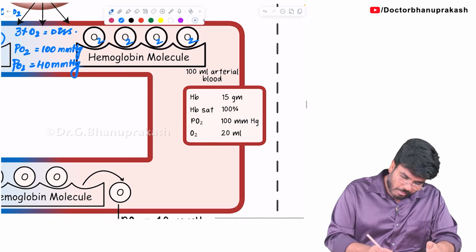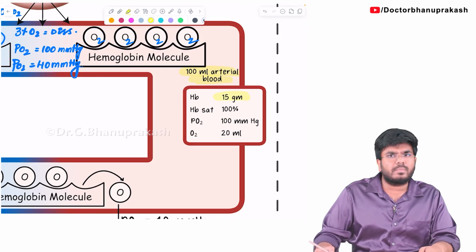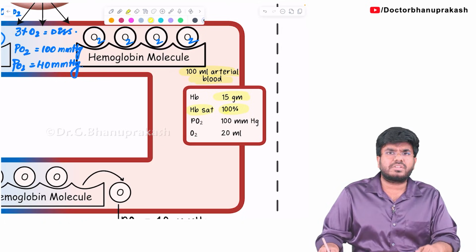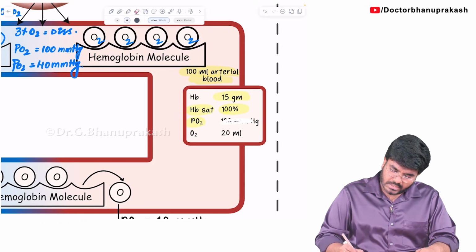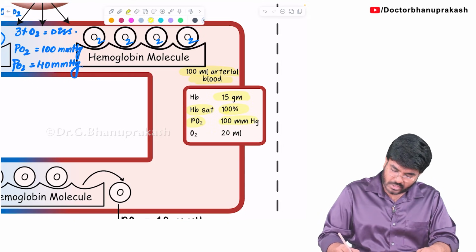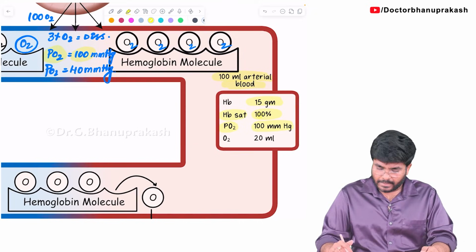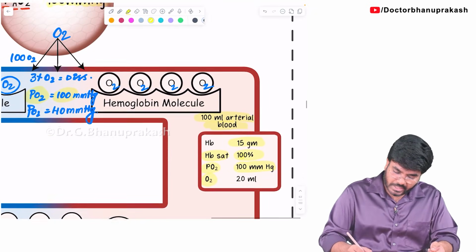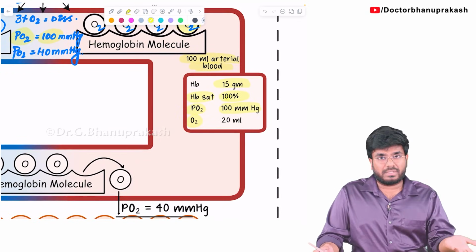So how much blood are we talking about? 100 ml blood. How much hemoglobin is there? 15 grams of hemoglobin. And what is the hemoglobin saturation? 100% saturation, all 4 occupied. And what is the partial pressure of oxygen? The partial pressure of oxygen is 100 mmHg because 3% oxygen dissolved. And what is the content of the oxygen? Now new molecules of oxygen came. Now it is 15 into 1.34.